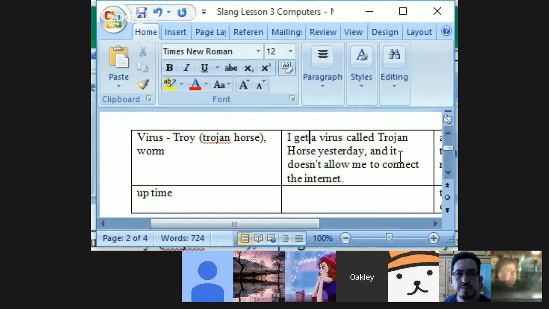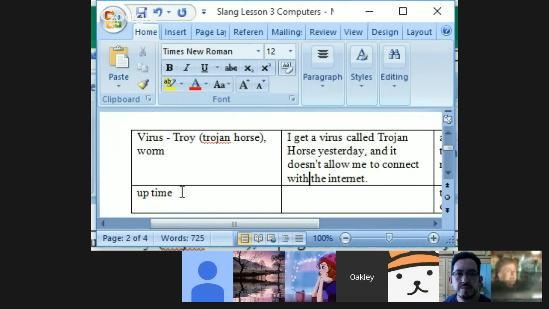You get a virus. And it doesn't allow me to connect. Now here you need a preposition. Connect where? With. Yeah, with. You could also use to, right, to show back and forth. But connect with, together, yes. Either one is correct. All right. Yeah, that's the idea. Excellent.